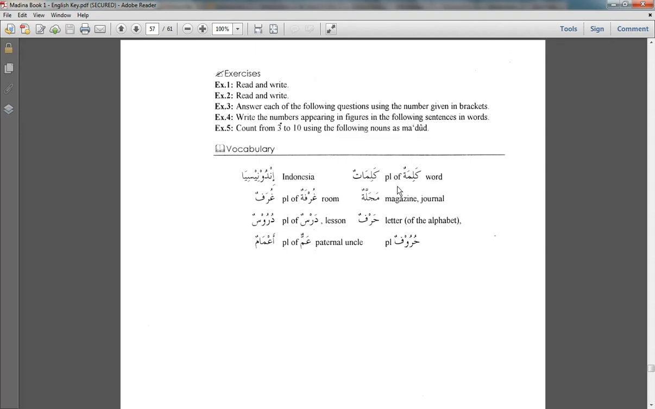New words: kalimatun, word, plural is kalimat. Ghurfatun, room, the plural is ghuraf. Majallatun, magazine. Darsun, plural is durus, lesson. Harfun, huruf is the plural. Ammun, paternal uncle, the plural is a'mamun.